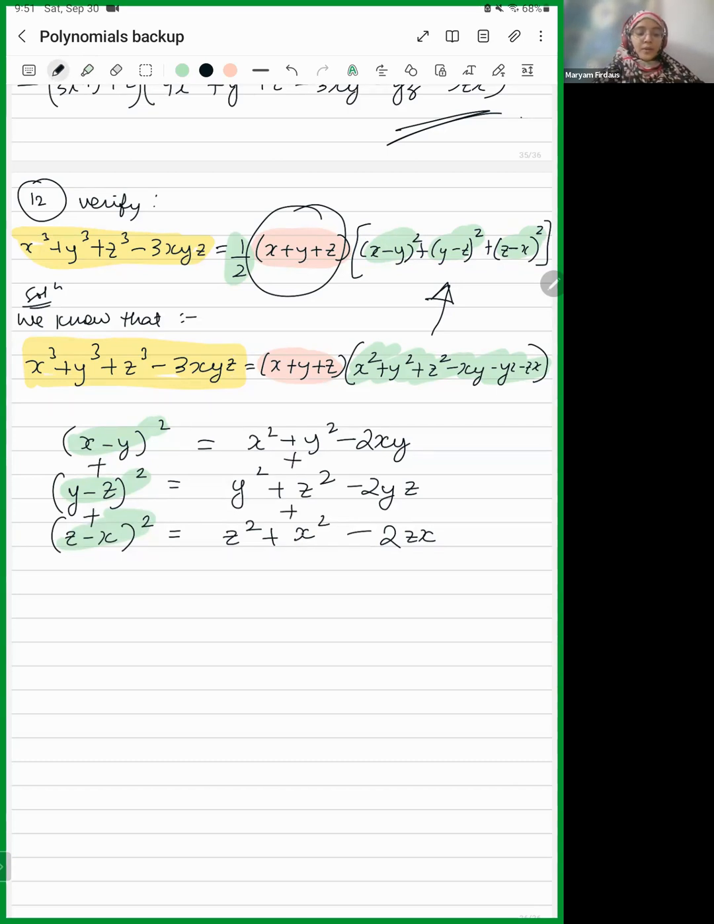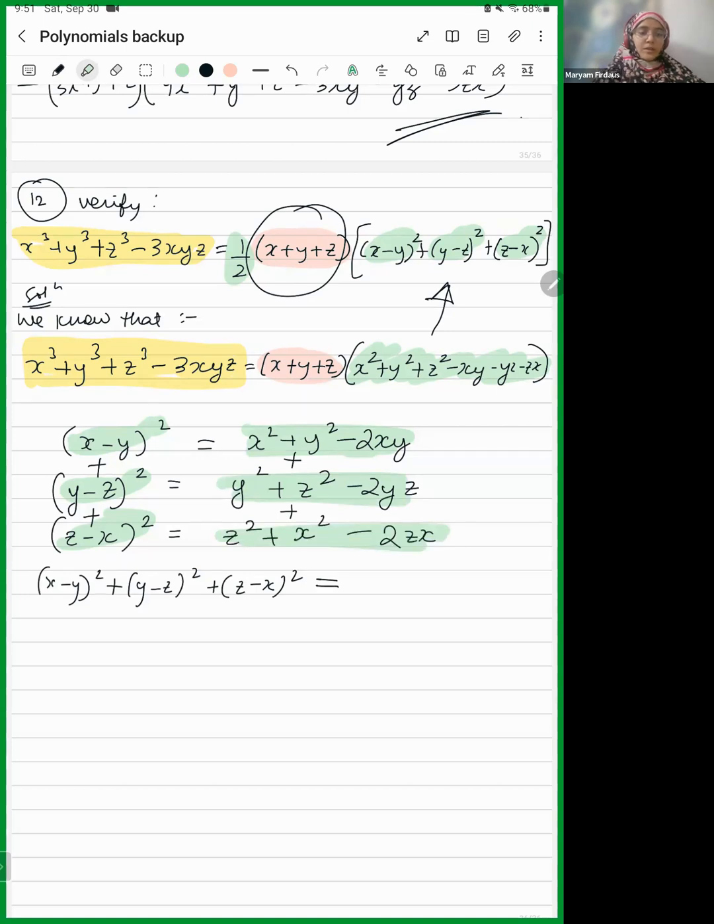So that is going to be x minus y whole square, we are adding it with y minus z whole square, then plus z minus x whole square. This thing we are adding with what? We are adding everything that is on the RHS. So just see here. We are adding all of these.